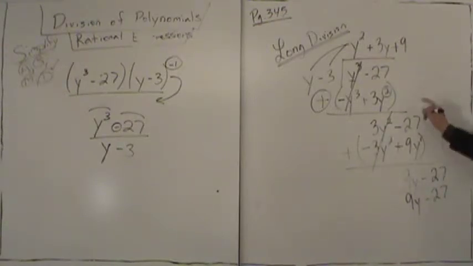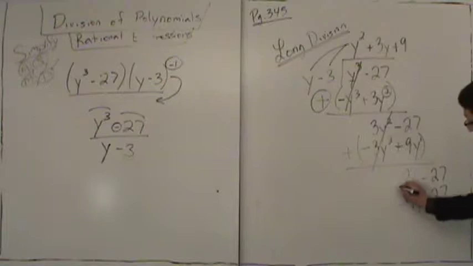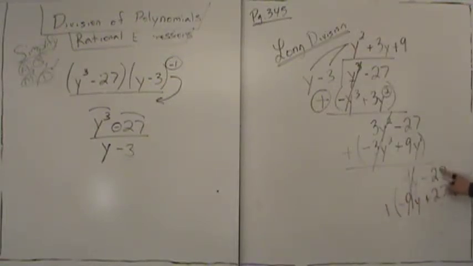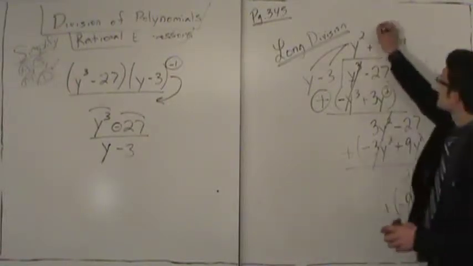Okay, so now we change the signs and add. The 9y plus negative 9y cancel. Negative 27 plus 27 also cancels, giving a remainder of 0. And this is our answer.